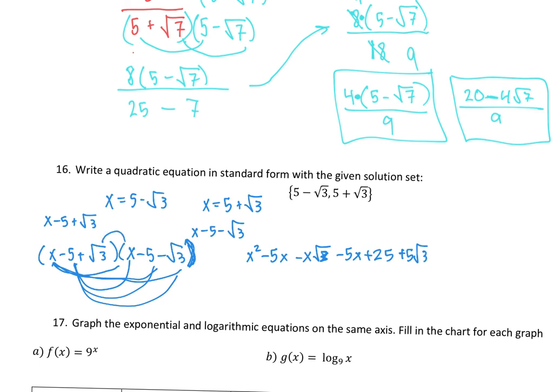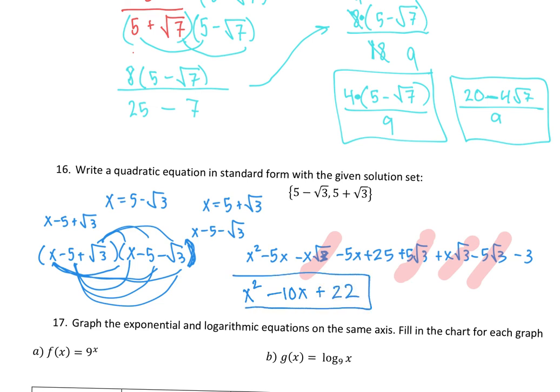Then the square root of 3 here is plus x square roots of 3 minus 5 square roots of 3. The square root of 3 times the square root of 3 is 3, but we have a negative sign on there. Okay, so those cancel out, the x square roots of 3. The 5 square root of 3 minus the 5 square root of 3 will cancel. So I'm left with x squared minus 10x. 25 minus 3 is plus 22. And there we go. So that is the polynomial with the given zeros.